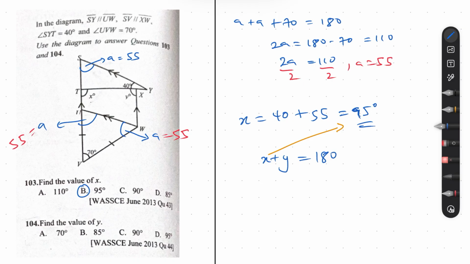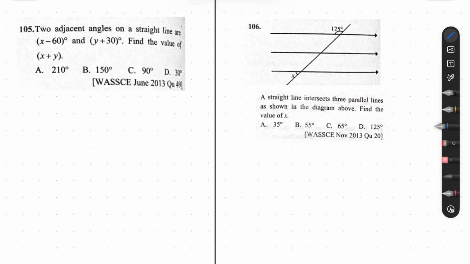Okay. So when we add 95 here plus y, we should get what? 180. So we have y plus 95 should give us 180. So y will give us 180 minus 95, which is what? 85. Okay, which is B. Cool. Right, let's move on to question number 105.